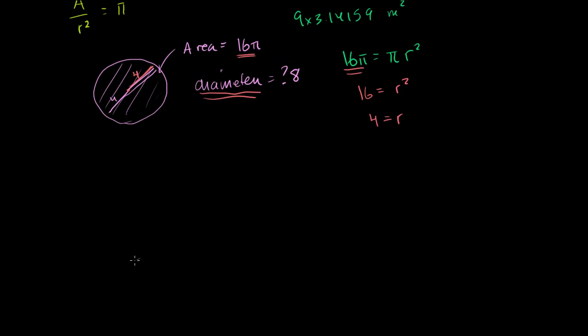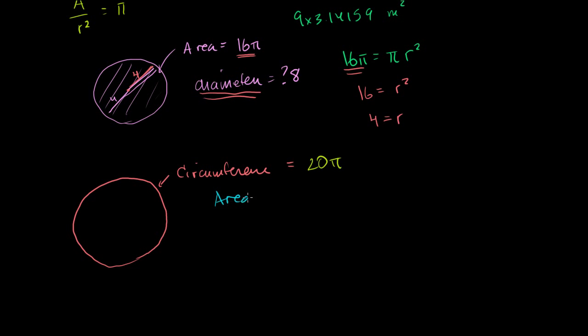Now, let's do a slightly harder one that'll compound some of the other things that we've learned in the past. So let's say that I have a circle here, and let's say that its circumference is equal to 20 pi, and I want to know its area. The way you do all of these problems is just figure out everything you can given what they've given you, and then maybe you can work out the thing they're asking for.